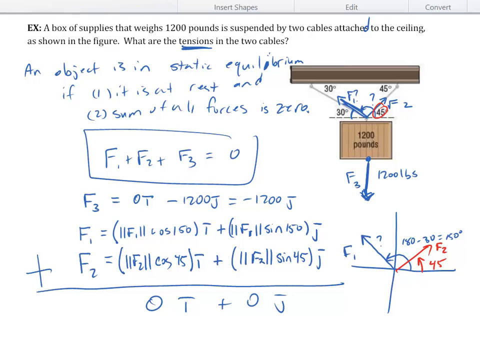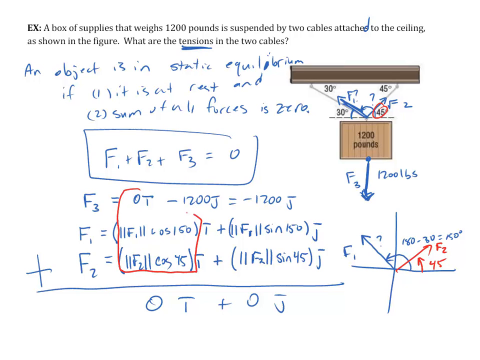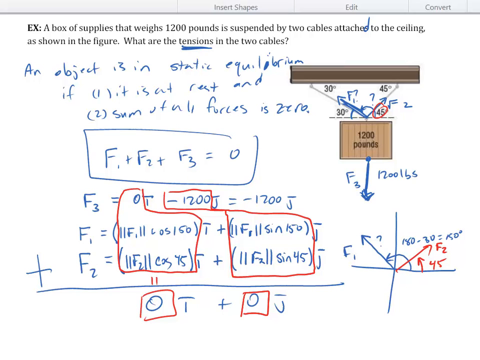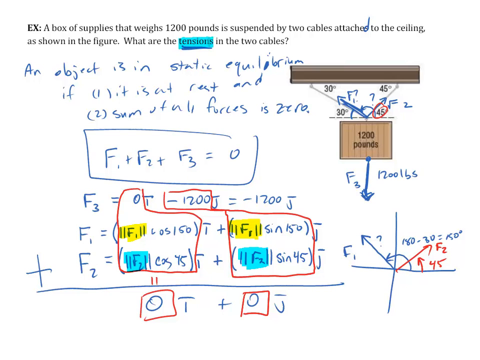So what that means then is we now have two equations. If you add up all these things right here, they have to equal 0. And if you add up all these things right here, that has to equal 0. So how many unknowns do we have? The two things that we're looking for are F1 and the magnitude of F2. Those are the answers to that question right there.